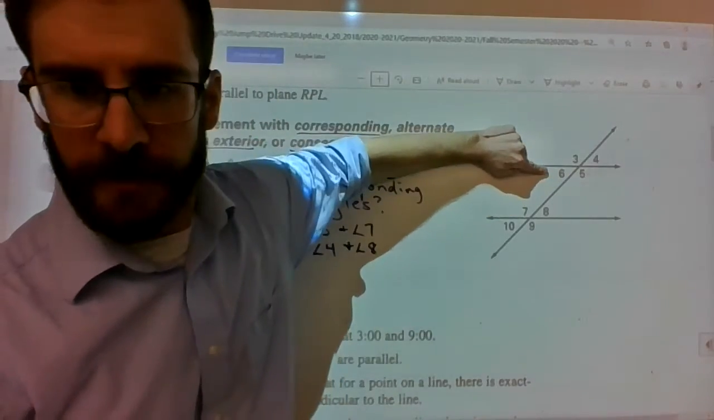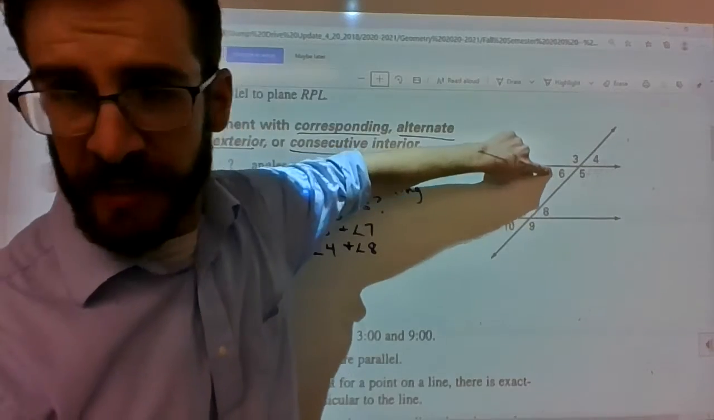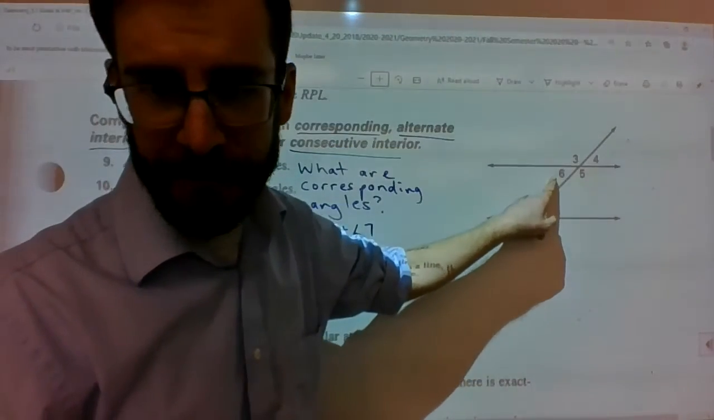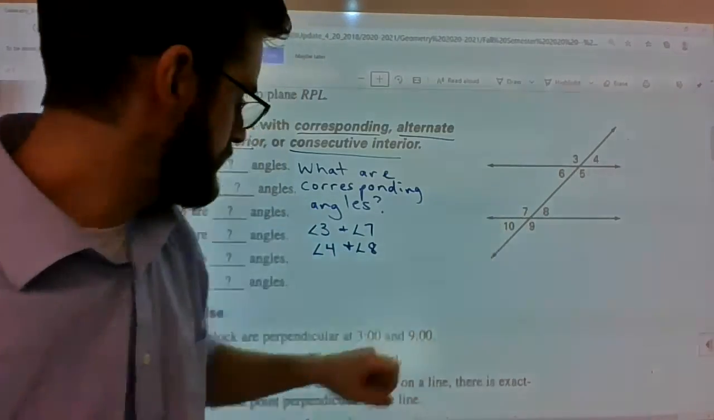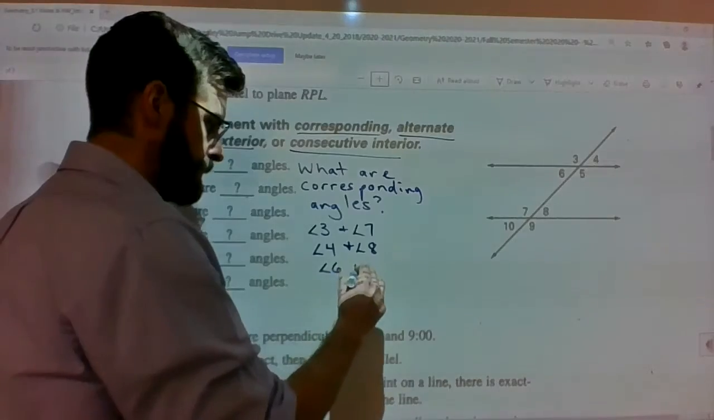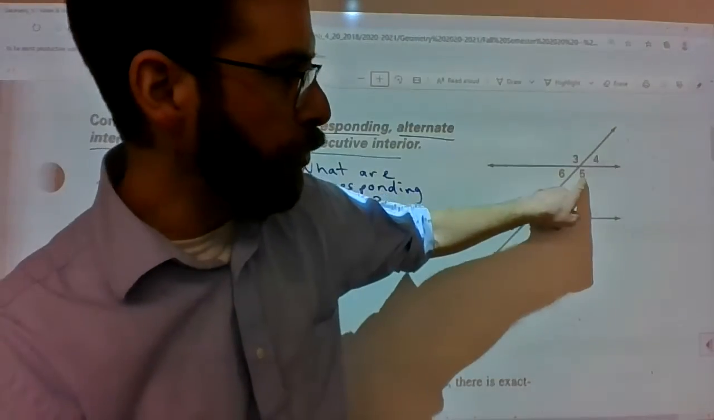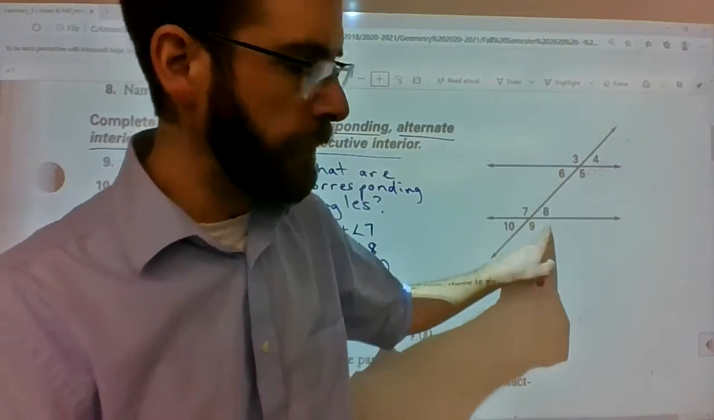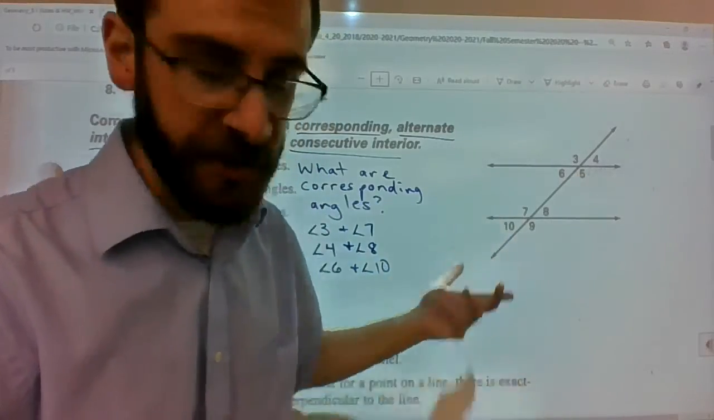Lower right will correspond with lower right. So angle 6 corresponds with angle 10. Lower left, sorry, I think I said right. Lower left corresponds with lower left. And then lastly, the lower right angle in this pod corresponds with the lower right angle in this pod. So angle 5 and angle 9 are corresponding.